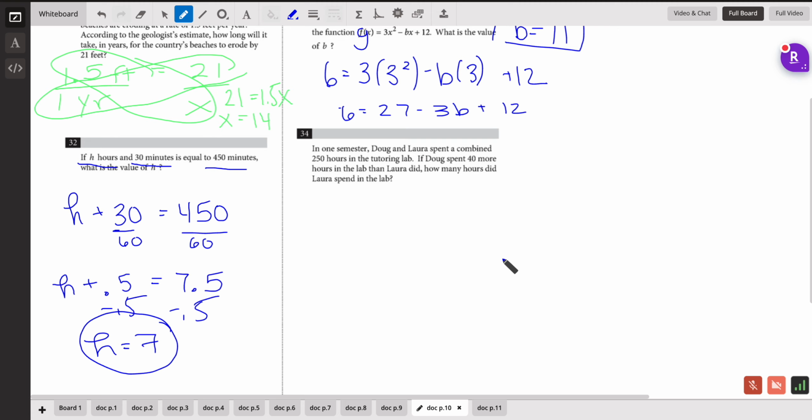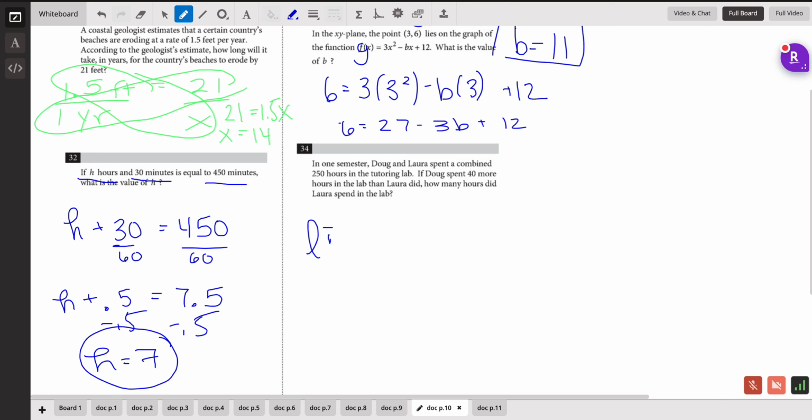Okay, just like this one, number 34. In one semester, Doug and Laura spent a combined 250 hours in the tutoring lab. Okay, that means we're adding together. If Doug spent 40 more hours in the lab than Laura did, how many hours did Laura spend in the lab? All right, so we have Laura, and then we're going to add them together, right?